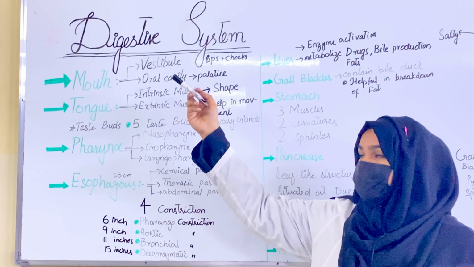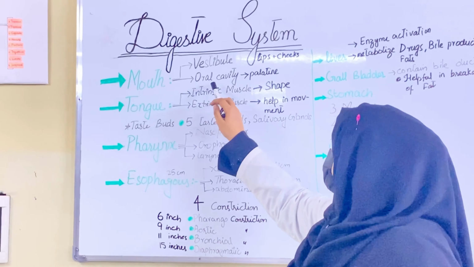Cheeks mean the buccinator muscle. And in the oral cavity, there is the palate, like soft palate and hard palate. Then we have the tongue. The tongue is made up of two muscles, intrinsic muscle and extrinsic muscle. Intrinsic muscle gives shape to the tongue and extrinsic muscle helps in the movement of the tongue.